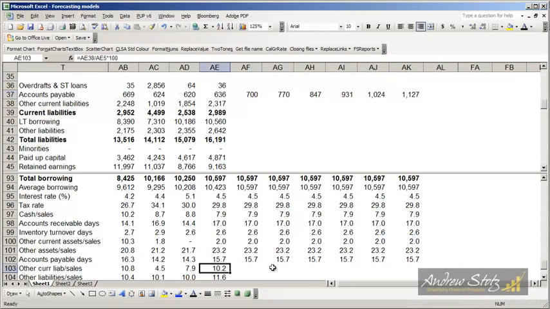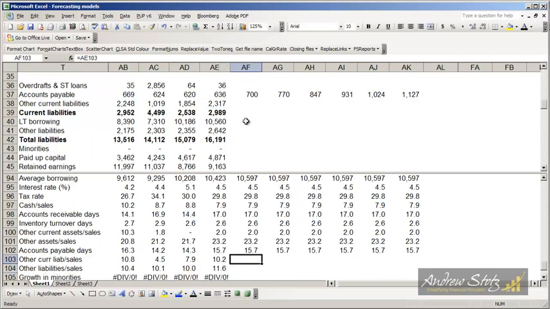The next thing we do is look at other current liabilities. In this case, we'll keep it simple, and we'll look at these relative to revenue. That's the AE5 here in the formula bar, and we'll just look at that 2317 divided by total sales, and that comes out to about 10%. So let's keep that constant for right now. Again, we're doing a lot of constant stuff just to keep things simple.